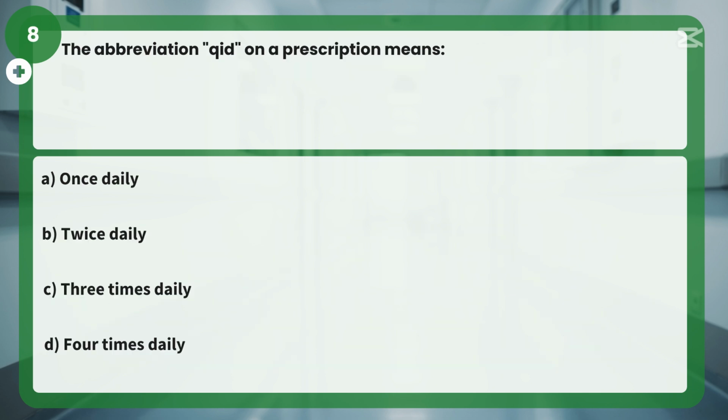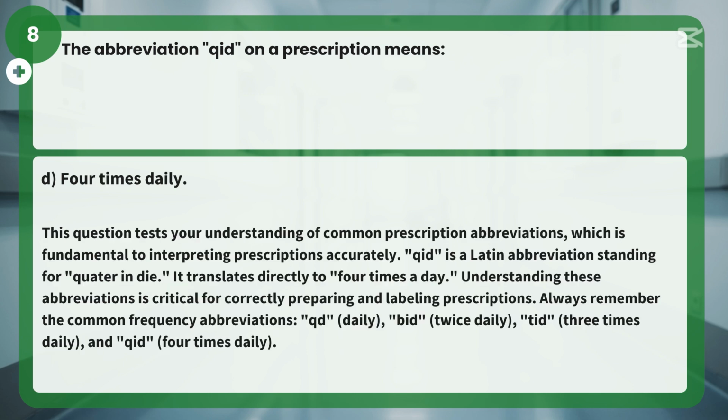Question 8. The abbreviation QID on a prescription means: A. Once daily. B. Twice daily. C. 3 times daily. D. 4 times daily. Answer: D. 4 times daily.